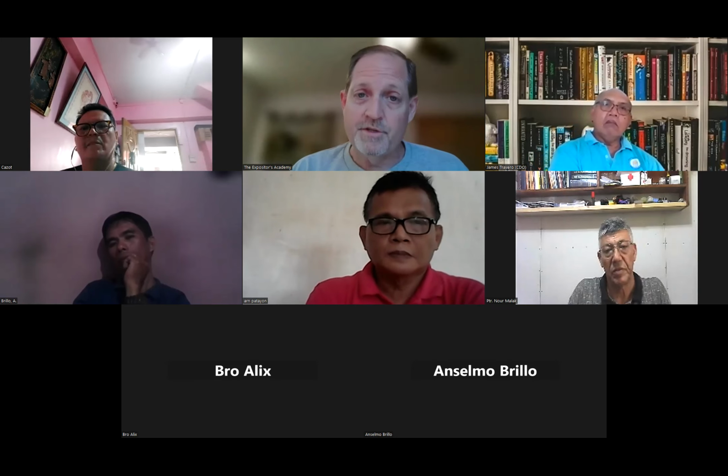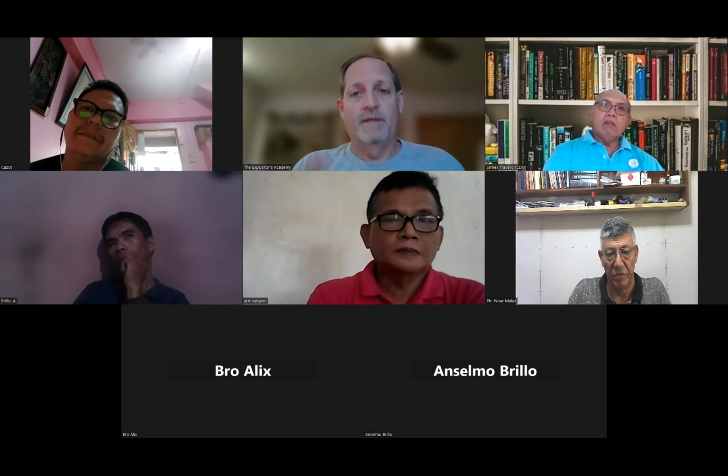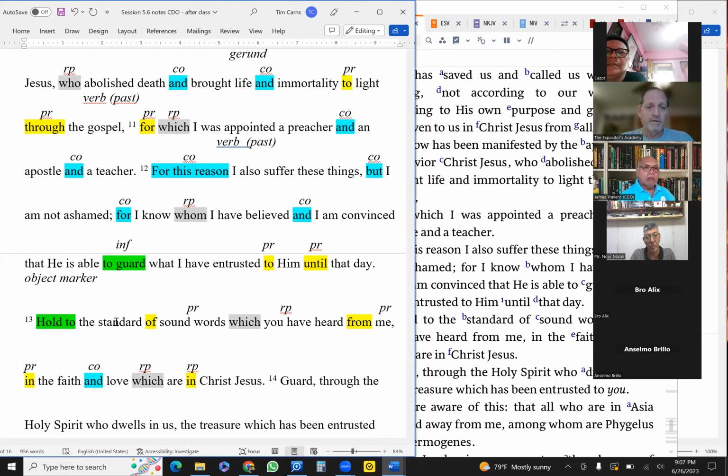You'll just have a little confusion when you try to diagram these if you don't notice that it's a prepositional verb. So for example, if you're looking at hold to the standard of sound words, you're going to be going, okay, hold, and then to, preposition. Now how does that modify hold? I don't know. So it'll just be confusing. But if you recognize hold to is the verb, then standard is the object. Hold to, verb, the standard, object. Which standard? Of sound words. That goes under standard. Okay.